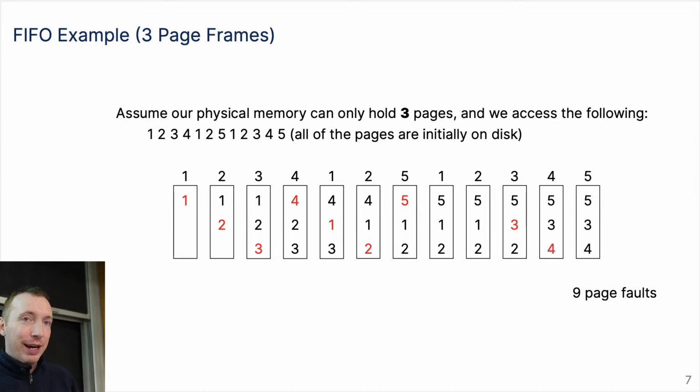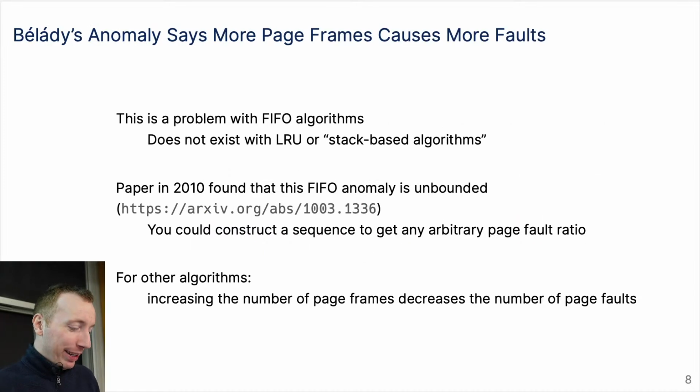So we have 9 page faults, which is actually better than when we had 4. When we had 4 frames and we had more memory, we actually had more page faults. Kind of weird. So there's a name for this. It's Belady's anomaly. And it says for first in, first out, more page frames, paradoxically, cause more page faults. And this is a problem with all FIFO algorithms. It does not exist for LRU, or least recently used, which is that history-based one, or any kind of stack-based algorithms that we probably won't see.